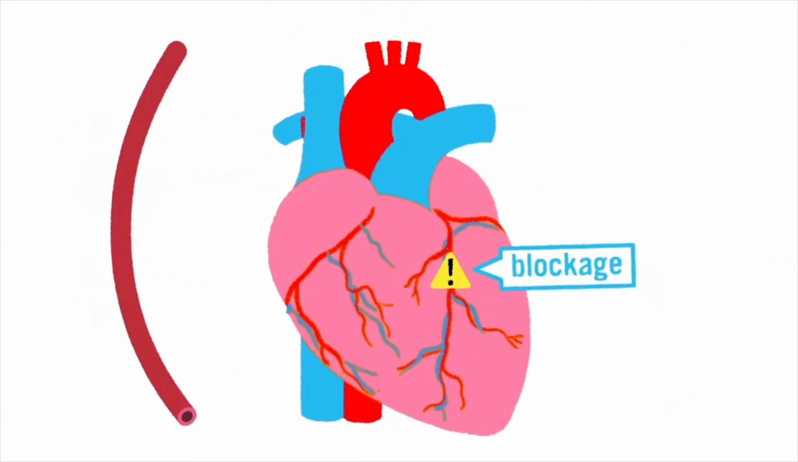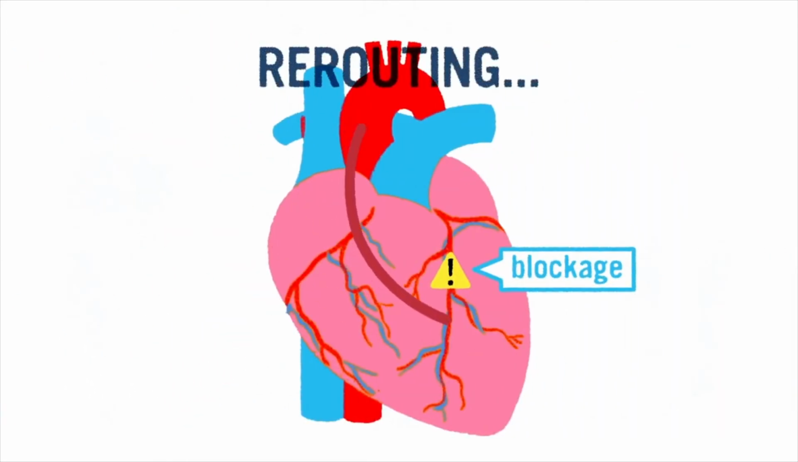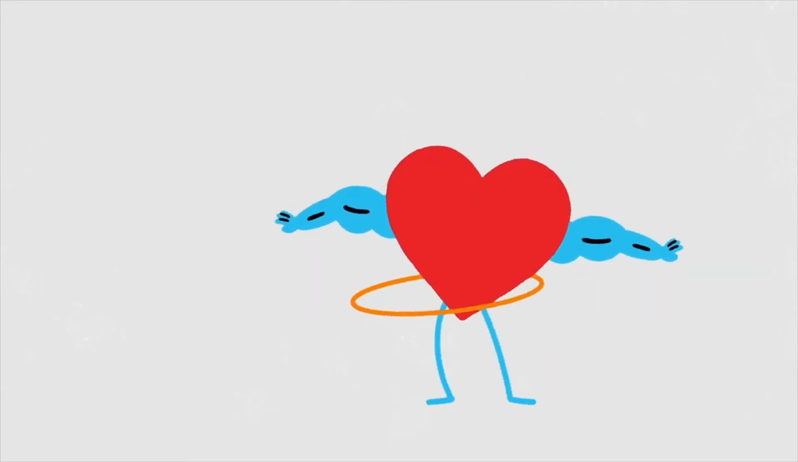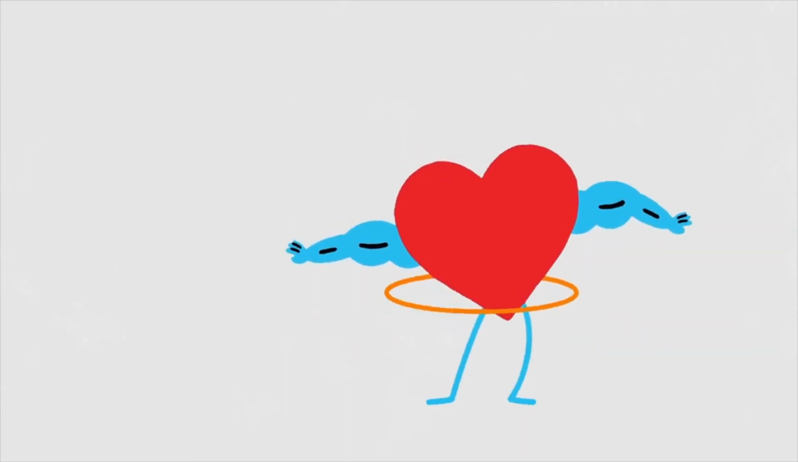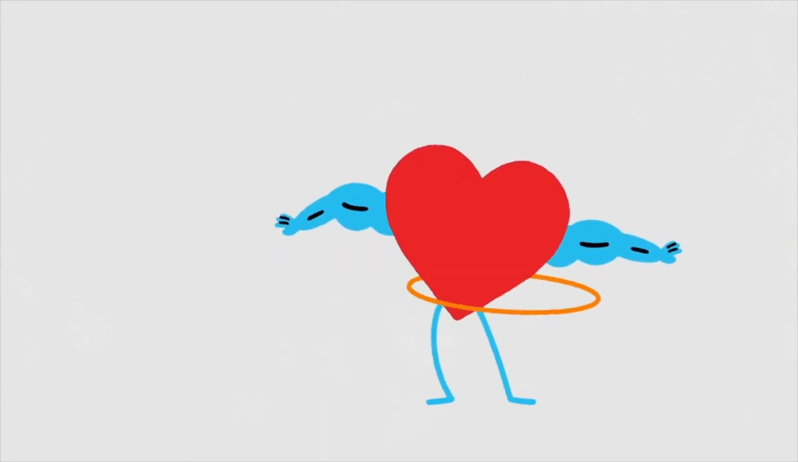More extensive blockages might require coronary artery bypass surgery. Using a piece of vein or artery from another part of the body, heart surgeons can reroute blood flow around the blockage. These procedures reestablish circulation to the cardiac muscle, restoring heart function. Heart attack treatment is advancing, but prevention is vital.